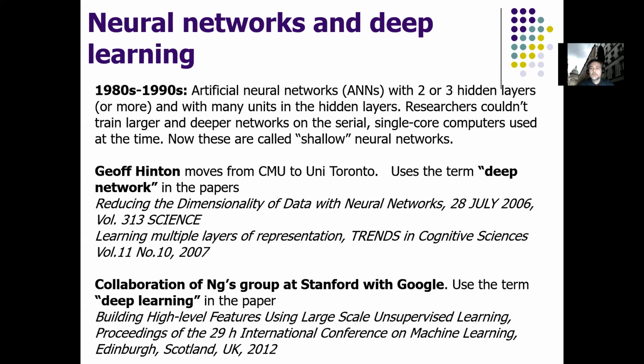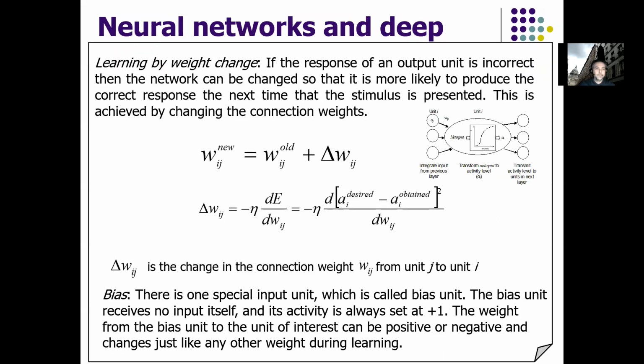Hinton used the term deep network for the first time in a paper that he had published for the journal Science in 2006, and then again used the term in another paper in 2007. A few years later, we had the collaboration between Stanford and Google, and the term deep learning was used for the first time in a paper that was published in 2012 in the International Conference on Machine Learning.